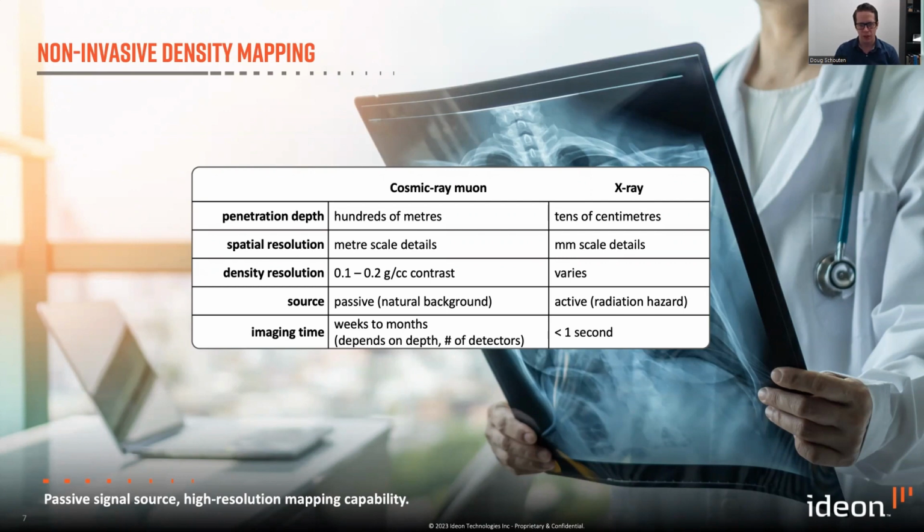key differences. The first is that cosmic ray muons can penetrate through hundreds of meters of rock, even down to below a kilometer. And the spatial resolution is on the meter scale. So with cosmic ray muons, we can resolve structures that are in the 0.1 to 0.2 gram per cc density contrast with respect to the country rock, depending on the spatial resolution we're trying to achieve. So there's a trade-off between spatial resolution and density resolution, of course.